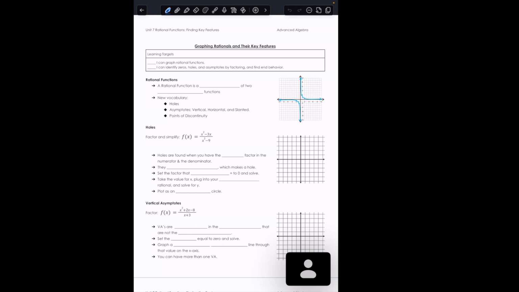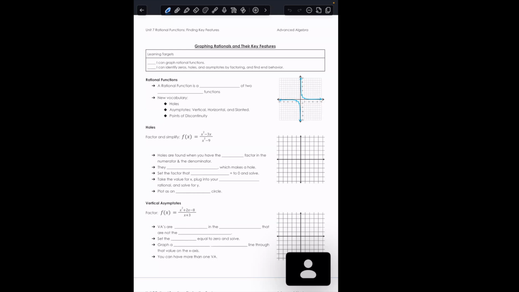I'll have to figure out how to do that because I'm not super familiar with Google Classroom, but I will figure out how to post the completed notes that I take in class. That way you can have those as well. So if you miss something or want to compare later, you can do that. All right, so we're gonna spend the last 30 minutes talking about rational functions.